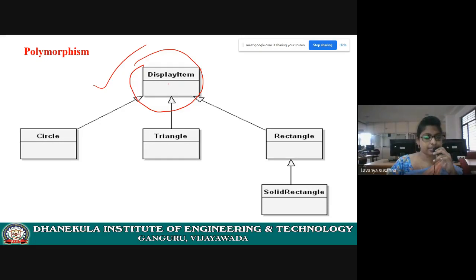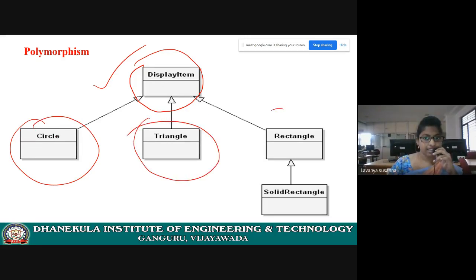No need for a detailed specification here. Display item is a class. Circle is a class. Triangle is a class. Rectangle is a class. Now what is the relation between them?